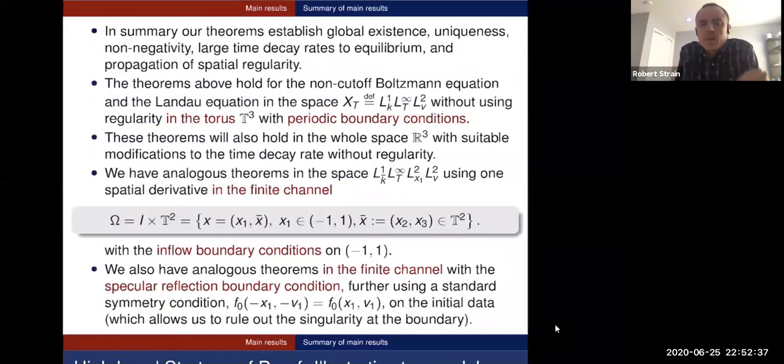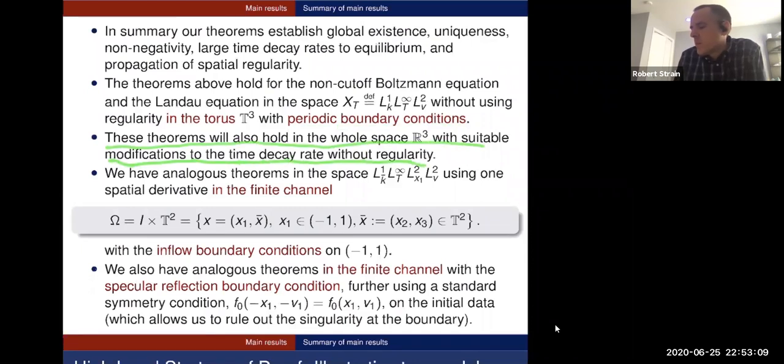Okay, so in summary, our theorems establish global existence, uniqueness, non-negativity, large time decay rates, equilibrium, propagation of spatial regularity, and for the hard potentials, we have the smoothness of solutions. These theorems hold for the non-cutoff Boltzmann equation and the Landau equation in the space x, t without using regularity in the torus with periodic boundary conditions. These theorems will also hold in the whole space with suitable modifications to the time decay rate without regularity. That's not in our paper, but you can.